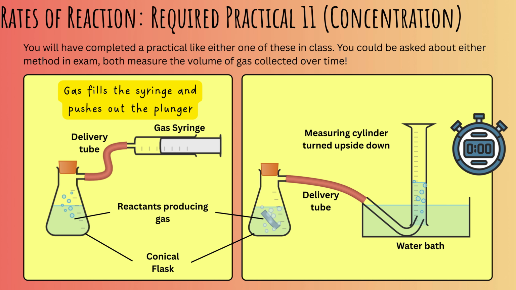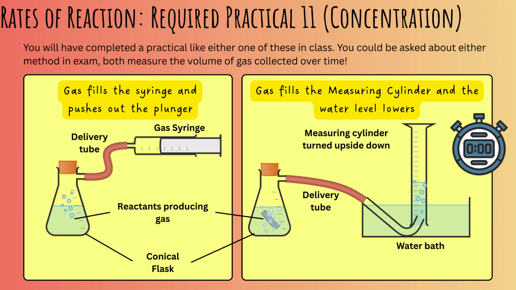The first experiment uses a gas syringe. The reactants in the conical flask produce gas, which pushes the syringe outwards. The graduations on the syringe allow you to easily measure the volume of gas produced over time.